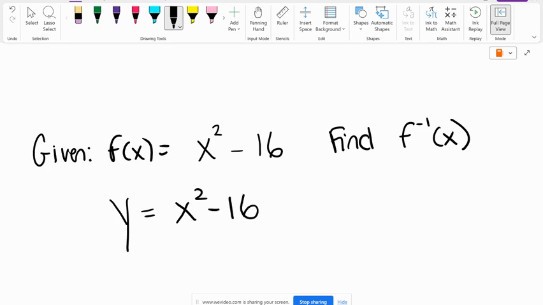Do you all want to try this on your own and then we'll go over it? Or do you want me to do it with you? On your own? Go for it. Isolating the y, right? You switch x and y, then you isolate the y, exactly.